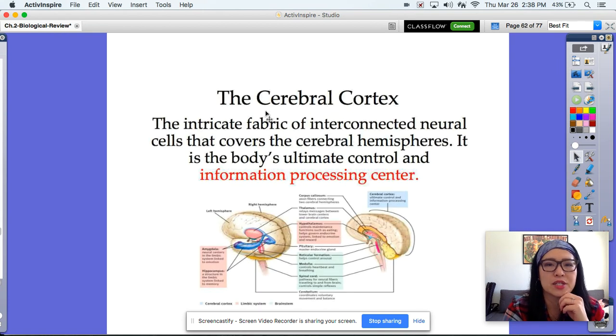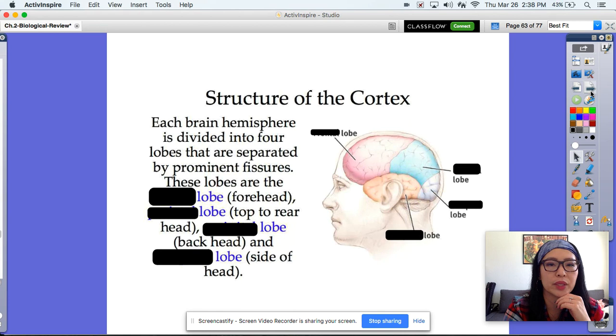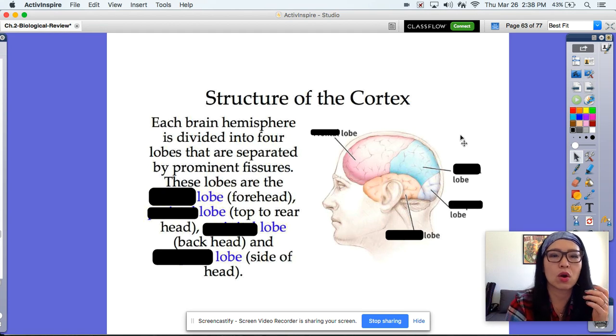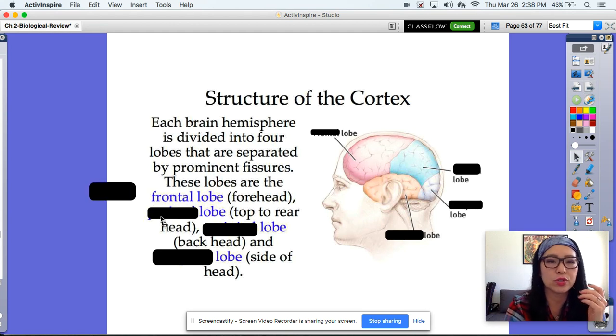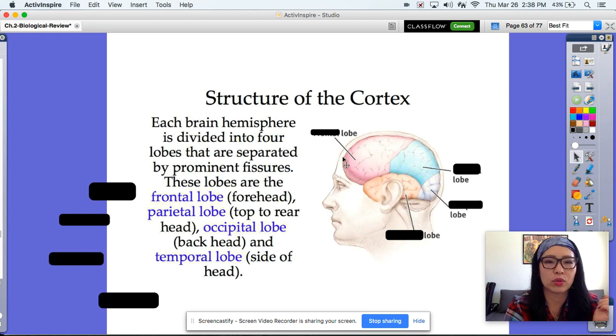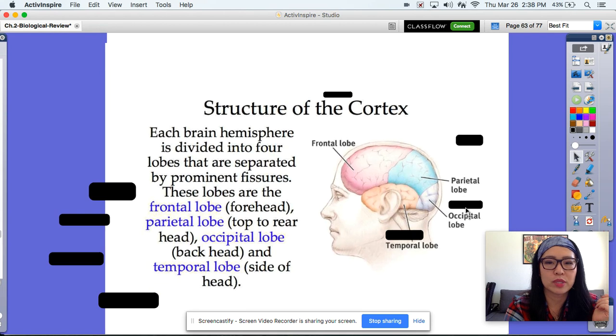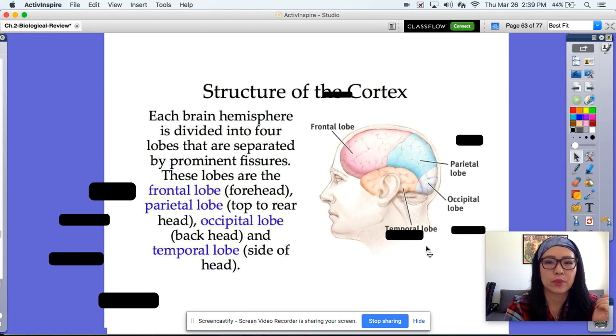All right, again, cerebral cortex, read this slide. I don't know why it's in here again, but it deals with our information processing center because we're always processing information. All right, and then we have all our lobes. Do we remember all the hand and head gestures? Okay, so our lobes: we have the frontal lobe, the parietal lobe, the occipital lobe, and the temporal lobe. So just kind of going through the different parts.